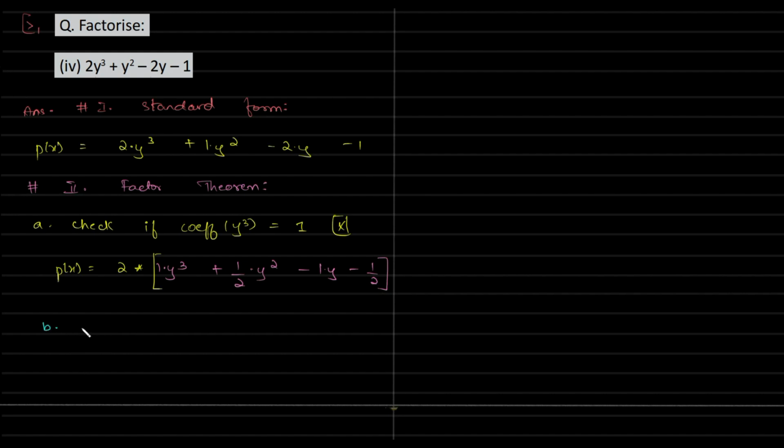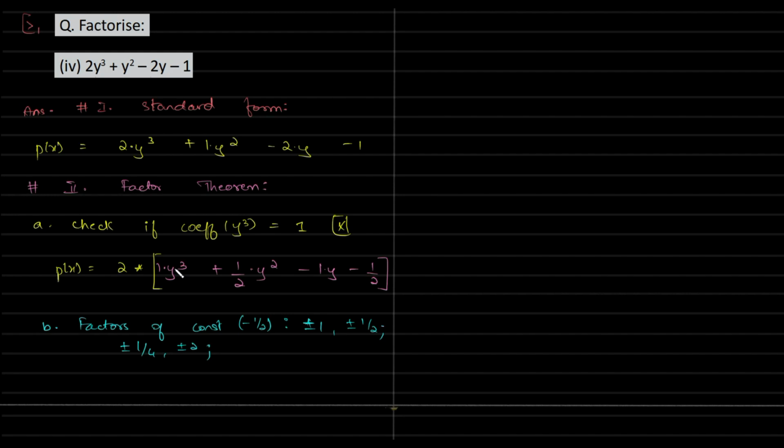And now find the factors of the constant half. Half is divisible by plus or minus 1, plus or minus half, plus or minus 1 by 4, and plus or minus 2. Of course there are a lot of them, but we are not going to write all of them. We'll try with these first. If you're not getting it within this combination, then we'll search the other combinations. So let's begin with plus 1.